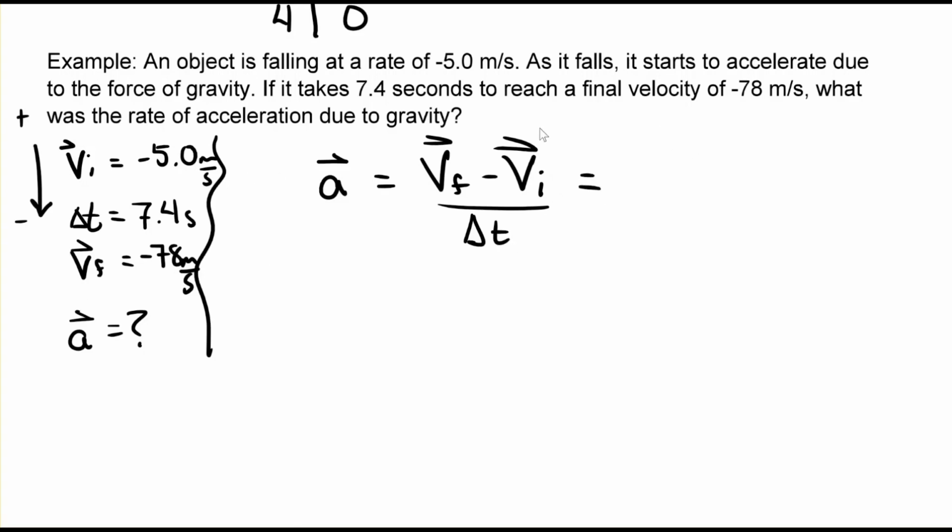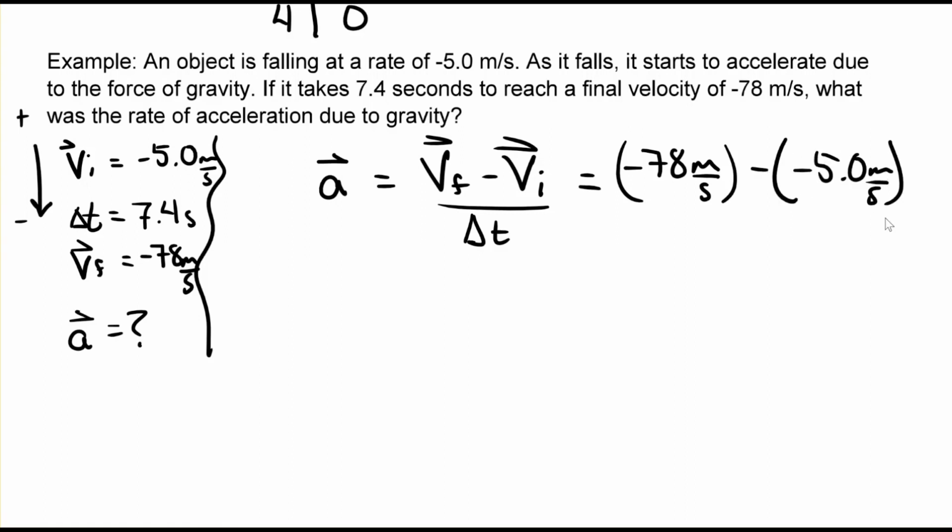So let's plug in our information because we don't have to do any rearranging for now. So Vf was negative 78 meters per second. And we're subtracting our initial, which is negative 5.0 meters per second. And we're dividing by delta t. Delta t is 7.4 seconds.